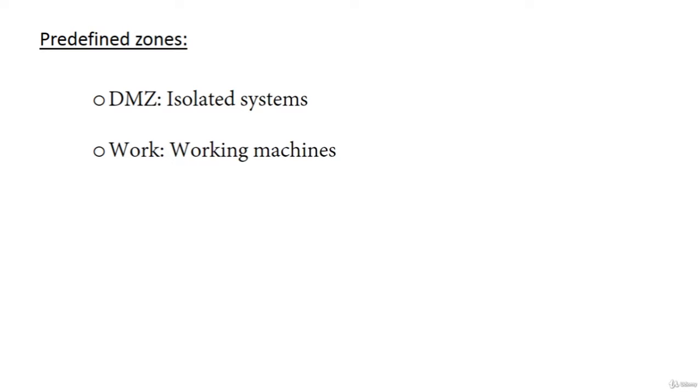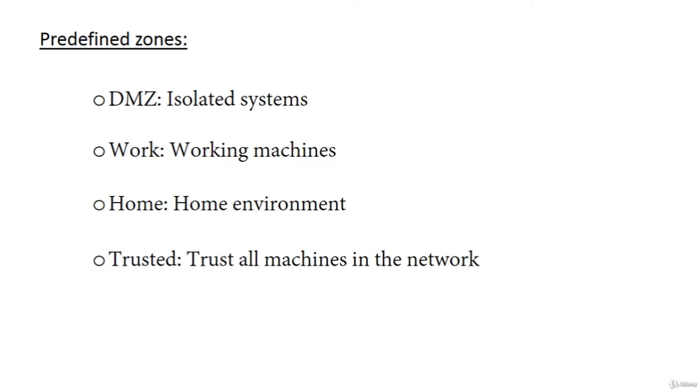Next one is work. It is used for work machines. They trust most of the computers in the network. A few more services may be allowed. Next one is home. A home environment generally implies that you trust most of the other computers and a few more services will be accepted. Next one is trusted. Trust all of the machines in the network, the most open of the available options, and should be used sparingly. To use the firewall, we can create rules and alter the properties of our zones and then assign our network interfaces to whichever zones are most appropriate.